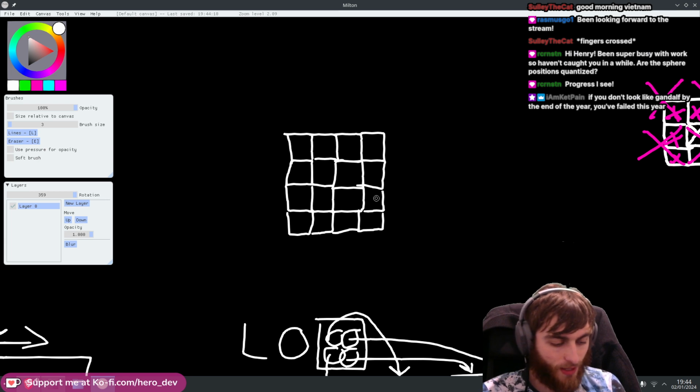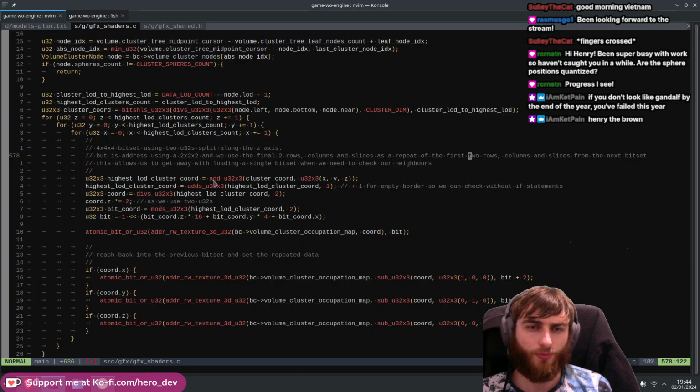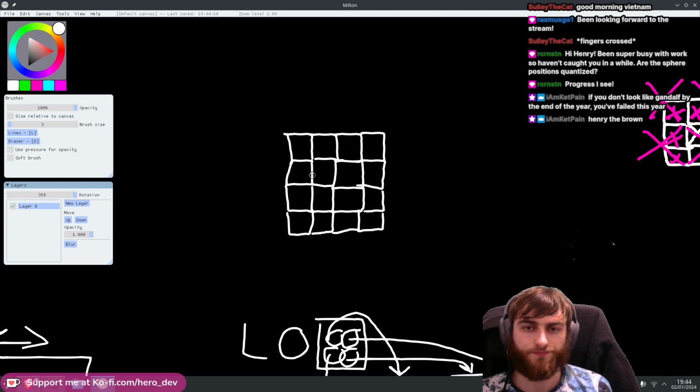Happy New Year. So essentially, we're able to cut it down to a single sample because the final 2 rows, columns, and slices are repeats. So that means we basically land our sample point within this 2 by 2 by 2. We never land on the center point of the sample. We always land within this 2 by 2 by 2.